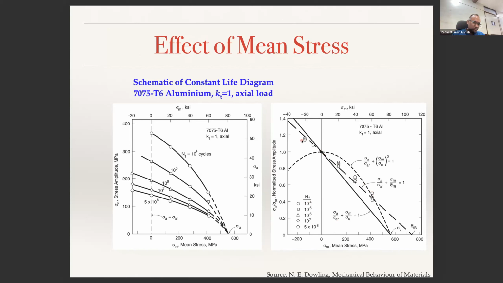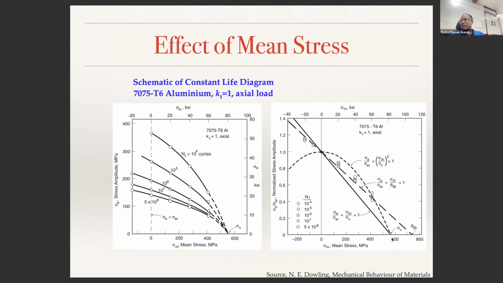In this plot, if I say sigma m is this and sigma a is that, then when I normalize, instead of the complete data without normalization that I have given here, all these points will converge to one value. All right, then I can write my equation: sigma a by sigma AR, which I have written as SF, plus sigma m by SUT, instead of SFB I have written SUT, equal to 1. This is one equation, or you can also represent that using this parabola.